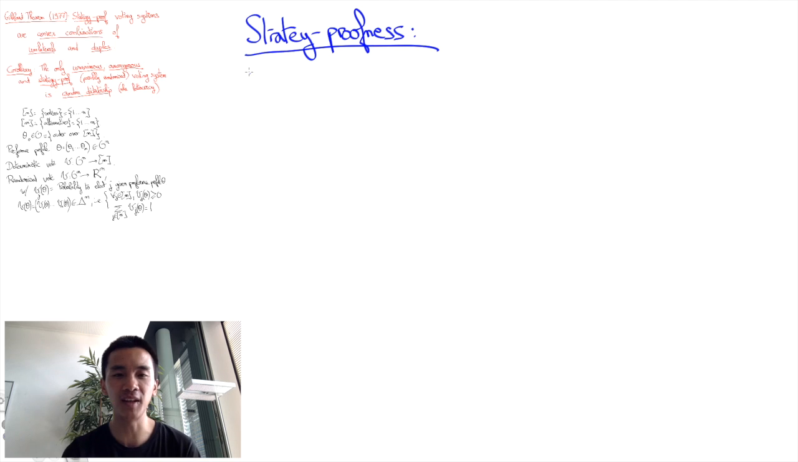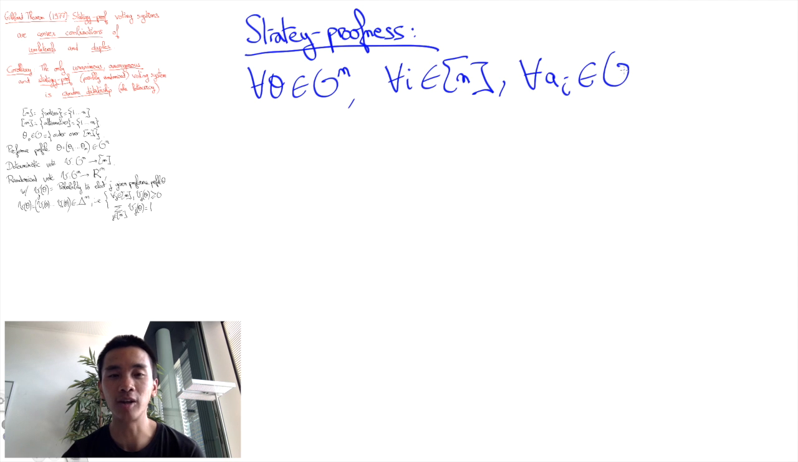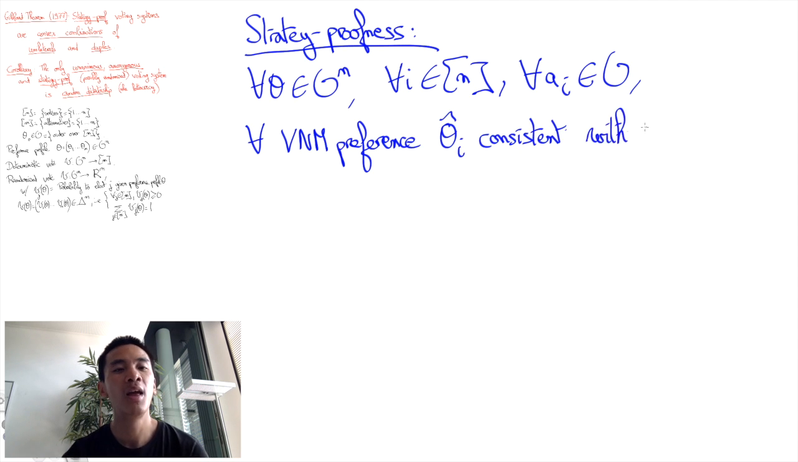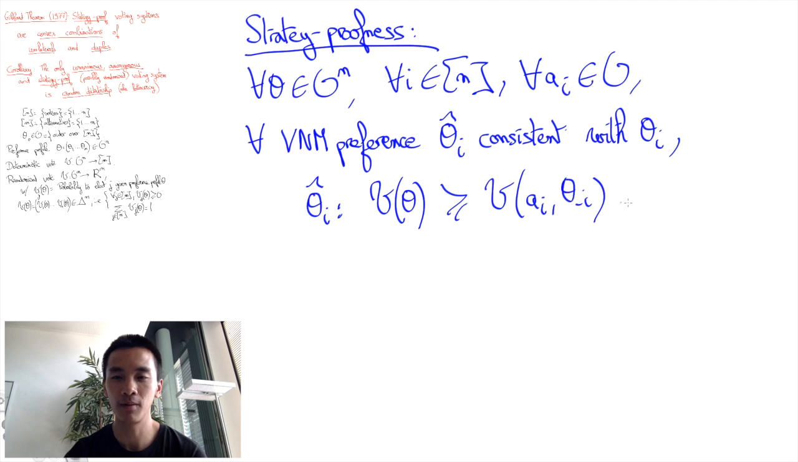A voting system V is strategy-proof if for any preference profile theta in O^n, any voter i in N, any ballot ai in O, so far it's the same as strategy-proofness in the deterministic setting. But now we need to consider any von Neumann-Morgenstern preference hat of theta i that is consistent with theta i. Then for any such von Neumann-Morgenstern preference, we must have that hat of theta i necessarily prefers V of theta to V of ai, theta minus i.